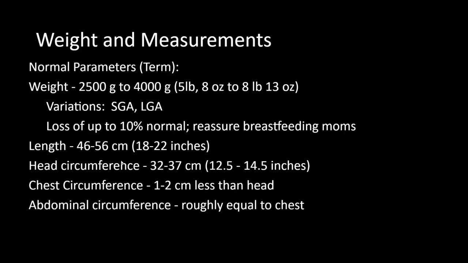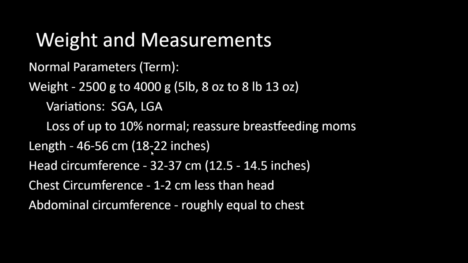For length, again, I don't want you to really memorize this, but the roundabout size for a baby who is term is 18 to 22 inches or 46 to 56 centimeters. And when you measure enough of them, you kind of get a pretty good idea for whether or not they're in the ballpark.